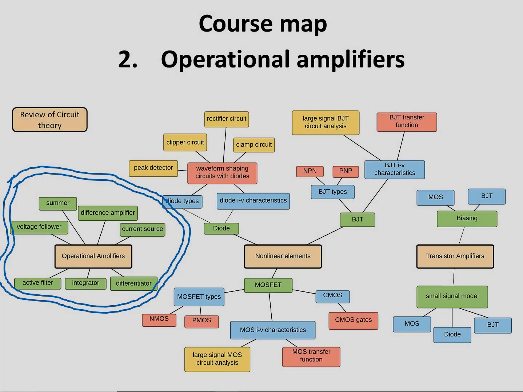Hello everyone, we are continuing the topic of operational amplifiers, and today we are going to look at two other functional circuits using op-amps. They are the difference amplifier and the current source. We are also going to look at some large signal limitations of practical op-amps. So let's get started.